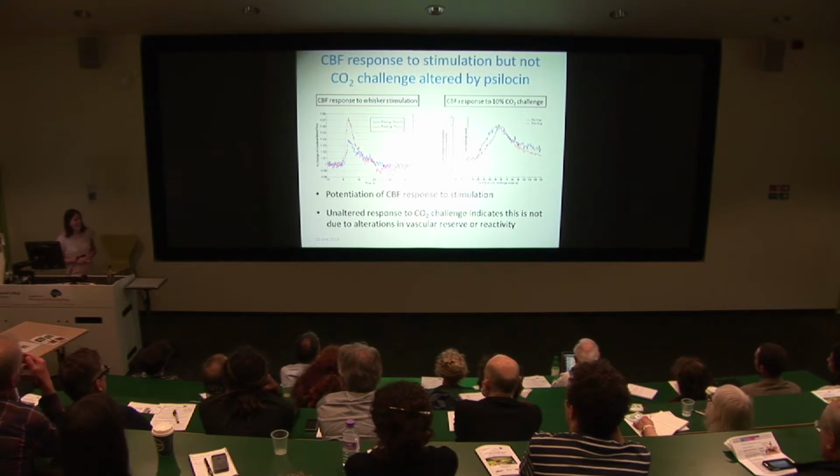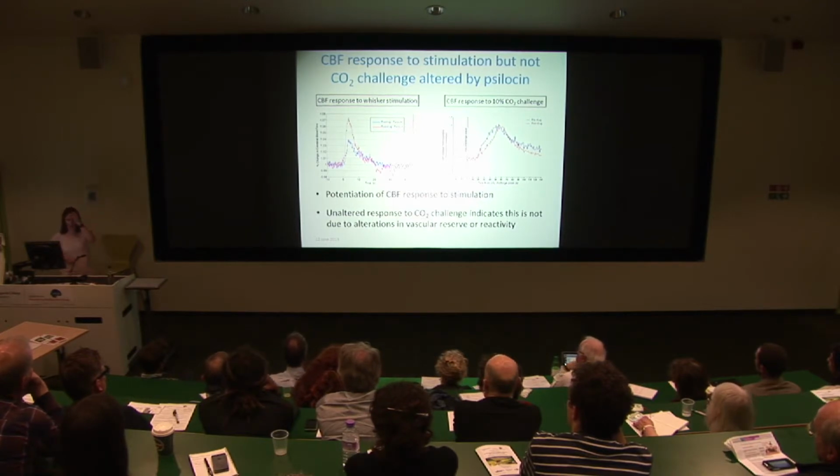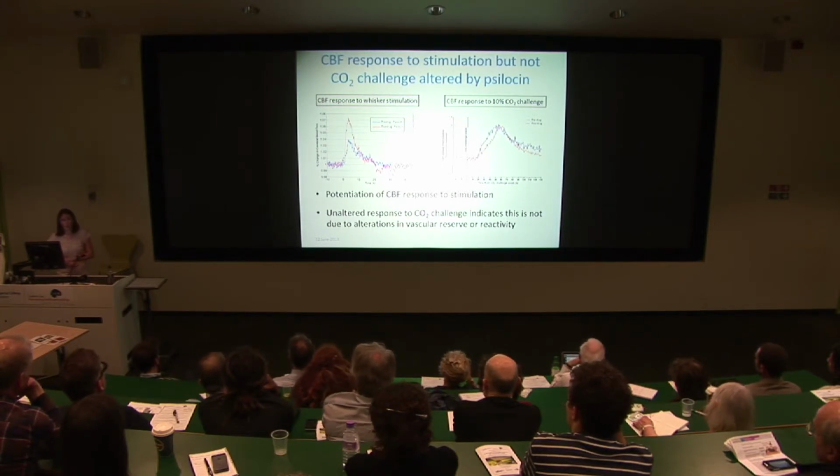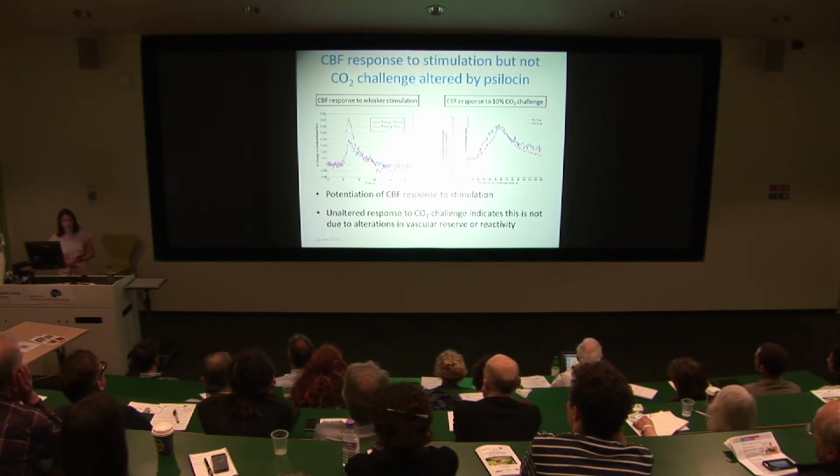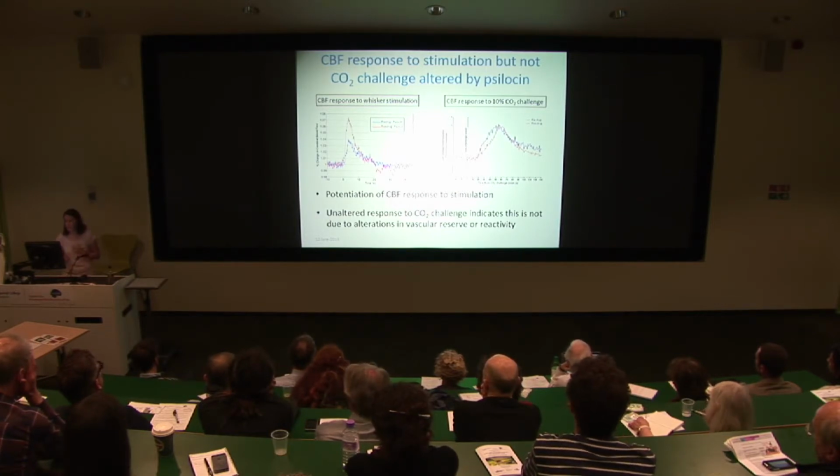With our stimulation results, what we see is a potentiation of the cerebral blood flow response to the whisker stimulation after psilocin. You can see here the red is the post-drug response. But we don't see a change in the cerebral blood flow response to the CO2 challenge, which indicates that the changes in the response to the whisker stimulation probably aren't due to changes in vascular reserve or reactivity. Perhaps they have a neuronal source.